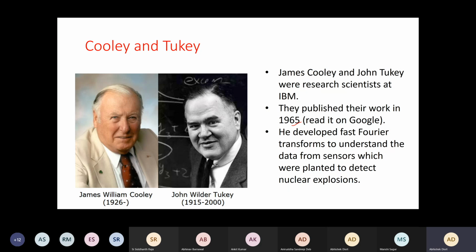They developed this FFT because of a different work altogether. They were having problems computing DFT because they had a lot of sensors planted to detect nuclear explosions, and they were getting data from a lot of sensors. So N for them was very large, and when they were doing this using DFT, they had some issues. It was just not a scalable thing. So they realized there has to be some algorithm which reduces the number of operations, and for that purpose they developed the fast Fourier transform.